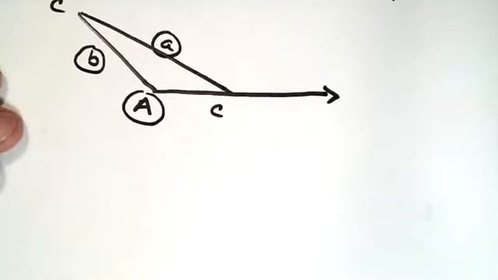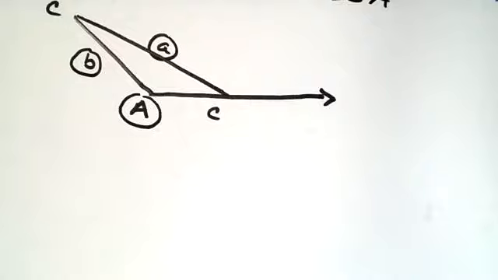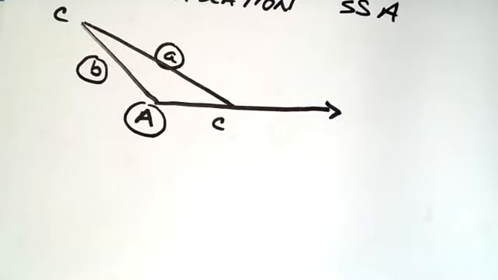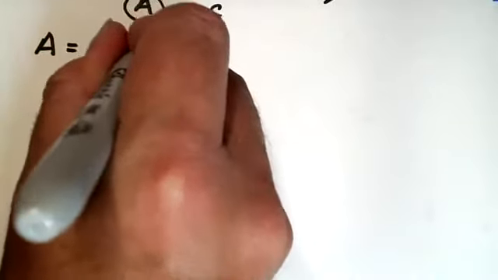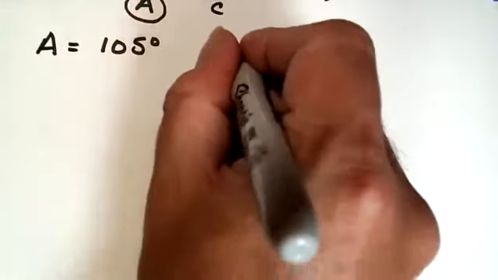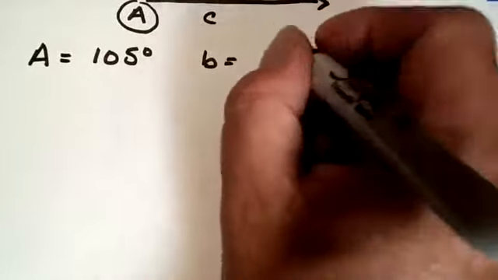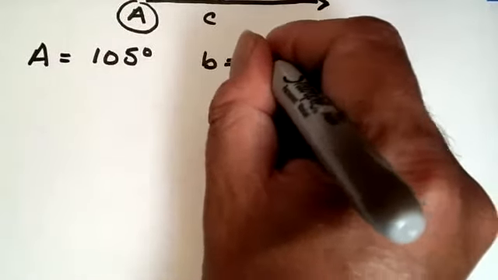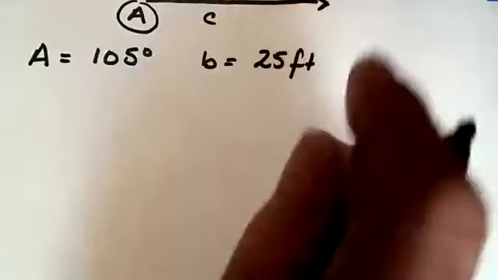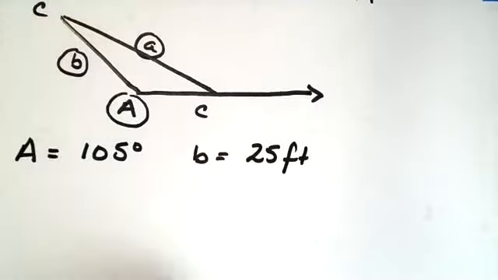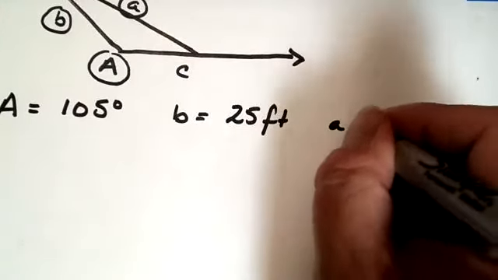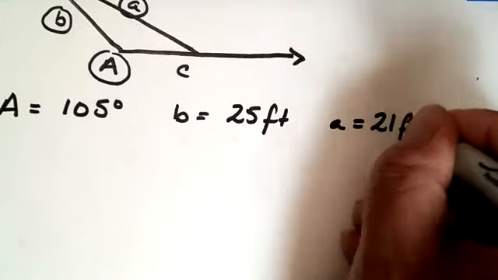So let's first construct the situation where it doesn't work, right? So let's say that angle A is an obtuse angle. Let's make it, I don't know, let's say 105 degrees. And let's make b equal to, I don't know, let's say 25 feet. Now remember, the criterion to make this not work is that a would have to be smaller than b. So let's just make a a little bit smaller than b and call it 21 feet.